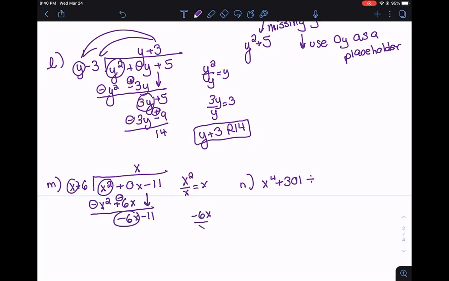-6x divided by x is -6, so that -6 goes on top. When I distribute, I get -6x minus 36, negate, negate. 25 would be my remainder. X minus 6, remainder 25.